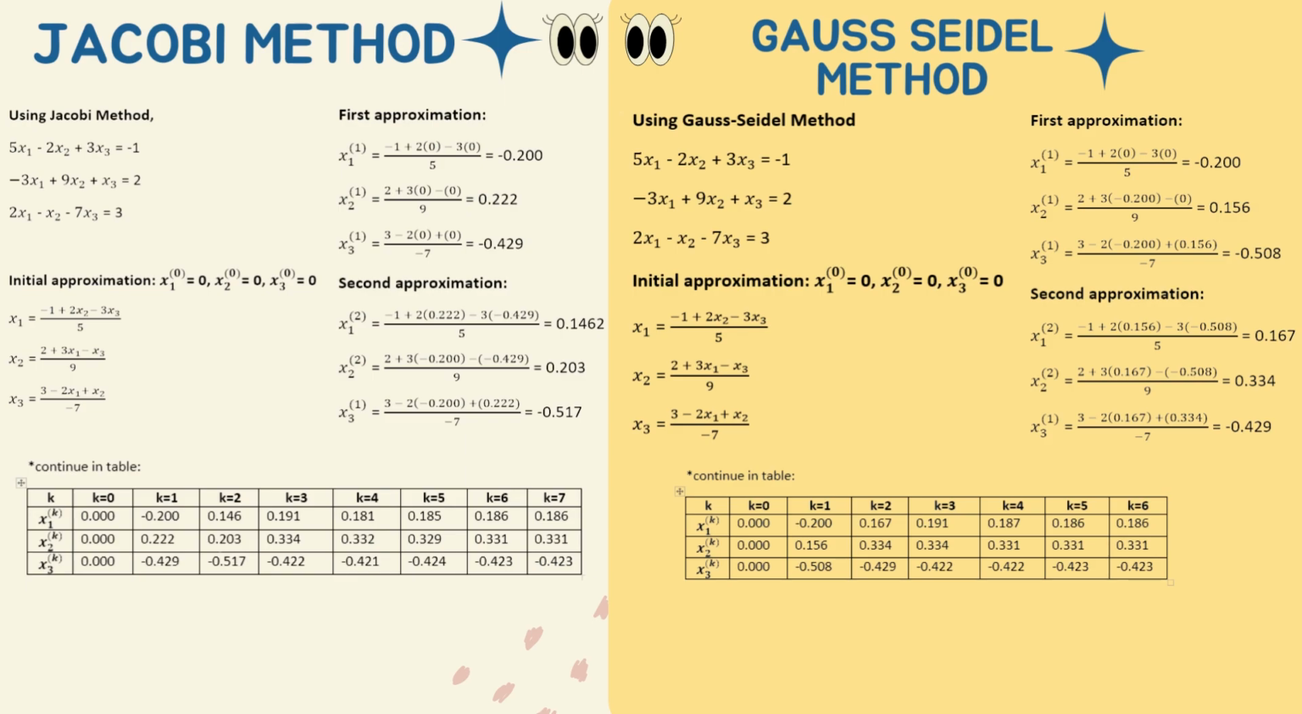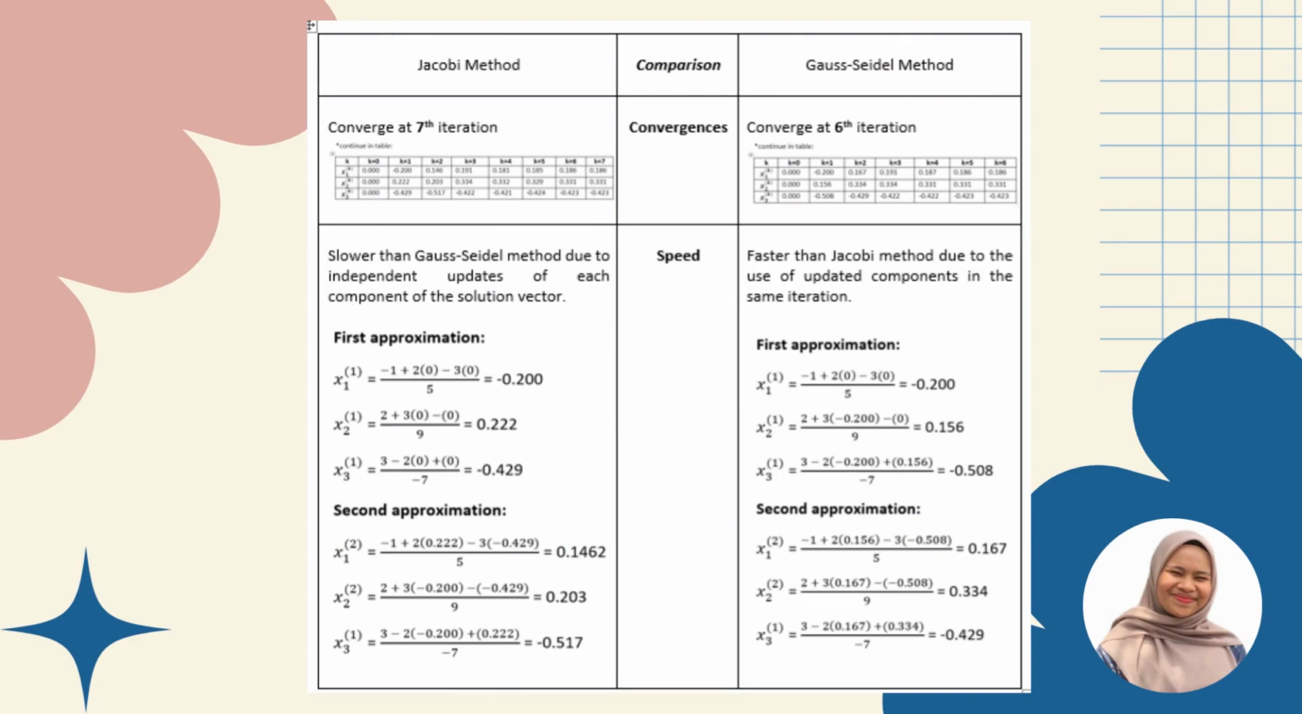So in this slide, I'm going to compare these two methods, which are the Jacobi method and the Gauss-Seidel method. The equations here are 5x1 minus 2x2 plus 3x3 equals negative 1, which is the first linear equation. The second linear equation is negative 3x1 plus 9x2 plus x3 equals 2. And the third linear equation is 2x1 minus x2 minus 7x3 equals 3. And the variables here are x1, x2 and x3. So here is the comparison between these two methods.